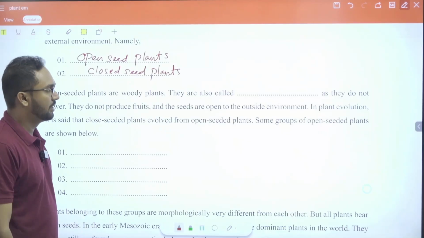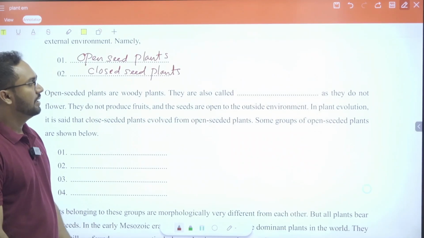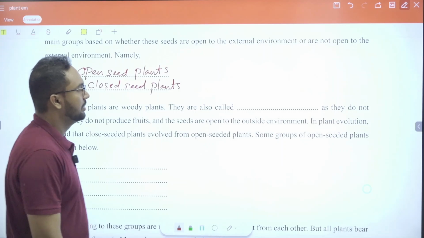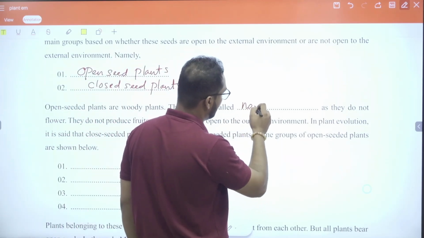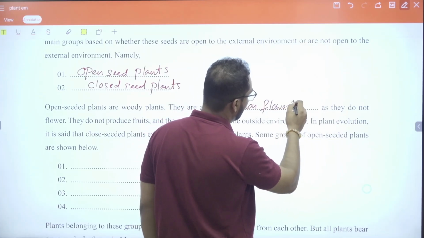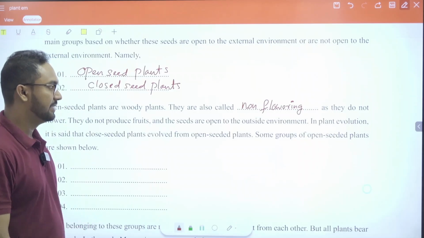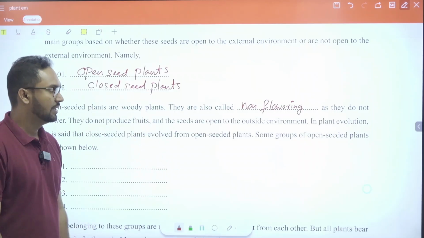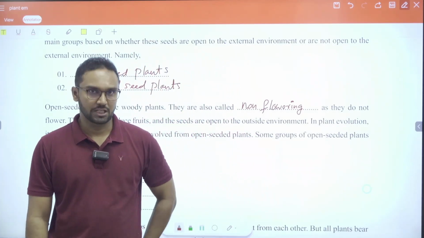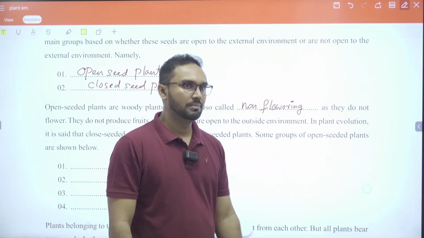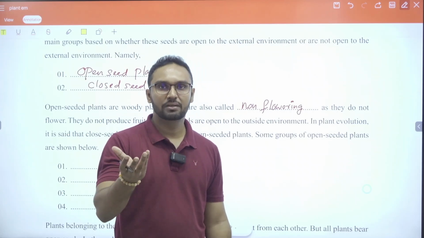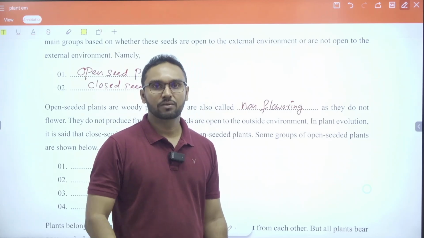Open seed plants are woody plants, which means they have a strong stem. They are also called the non-flowering plants because they don't make flowers. They only have the seed, as an open seed, not covered with anything. Usually flowering plants cover the seed with a fruity body, right? That is the difference. But in the non-flowering plants, they only have the seed, which just stays open to the environment as a seed itself. So that is why they are called the seeded plants.